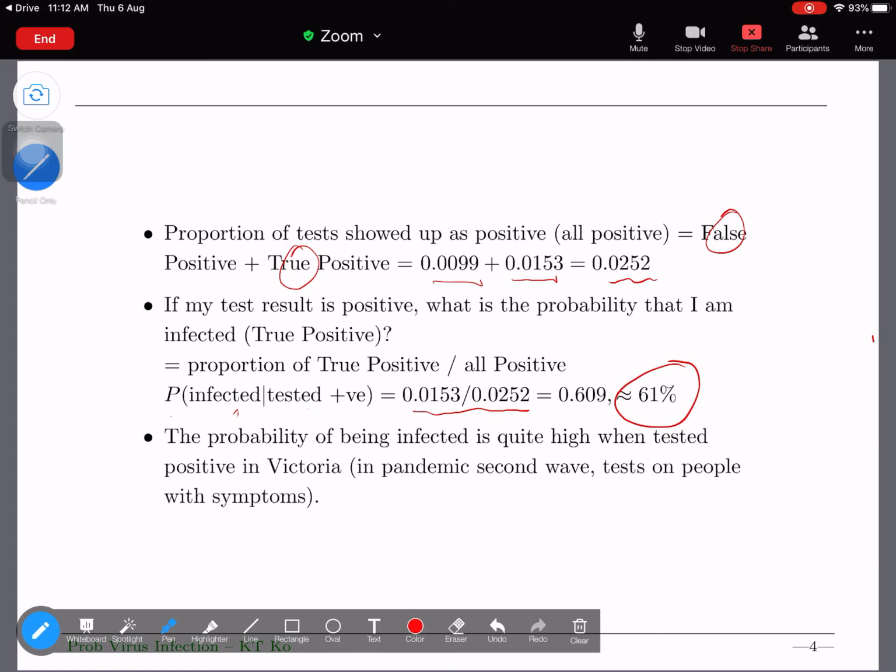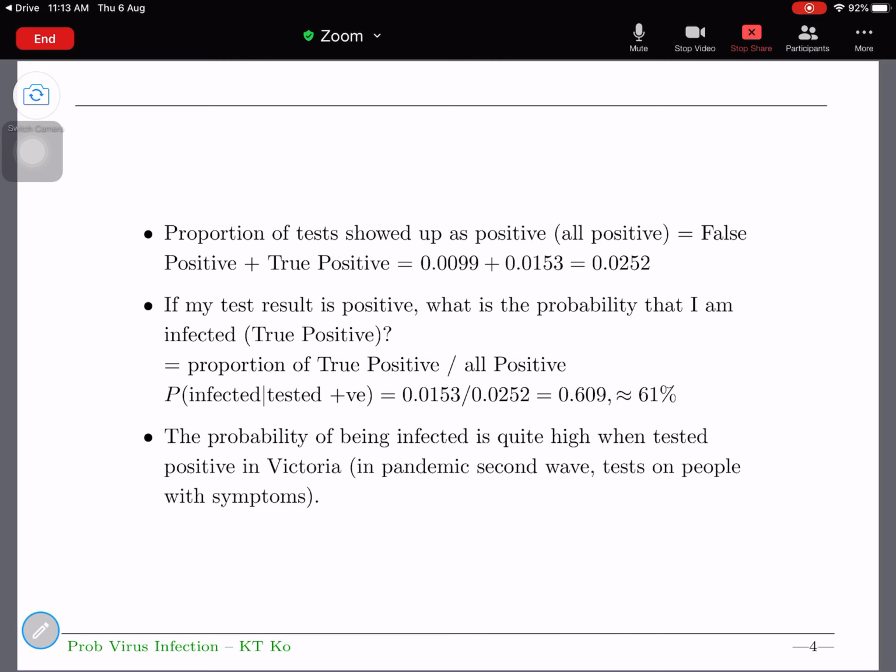So the probability, in fact, is quite high when testing positive in Victoria on the 4th of August. Now, why is this? Because at that time, Melbourne, Victoria, was in the second wave of the pandemic. And the tests are from people who have, as I mentioned, symptoms or possible close contact with confirmed cases. Okay? So for that reason, the probability of them being infected is relatively high, given that it is also in pandemic situations.